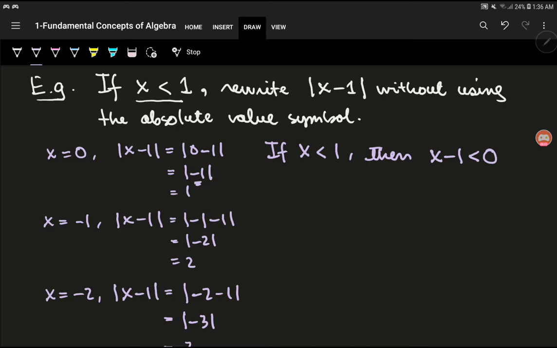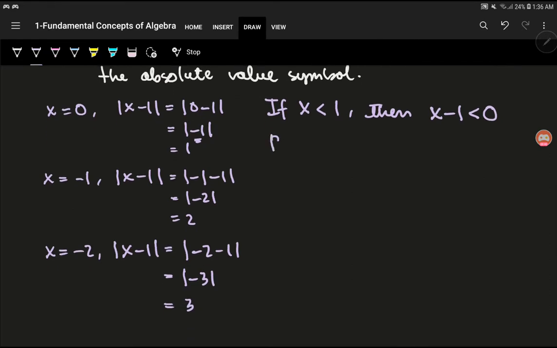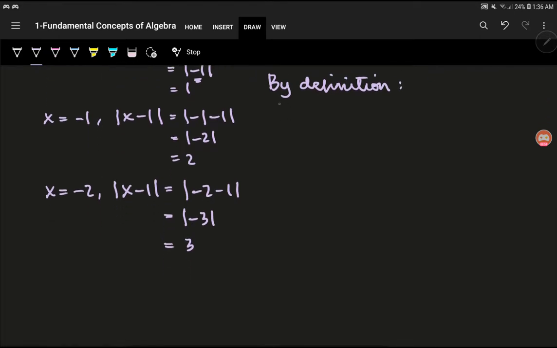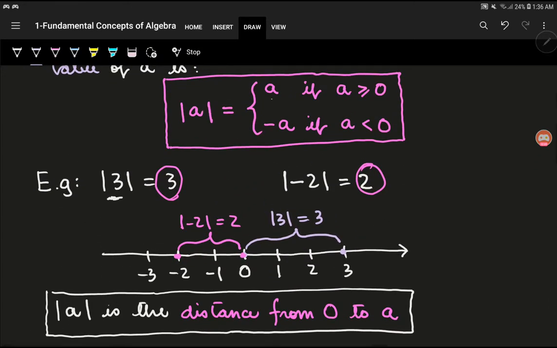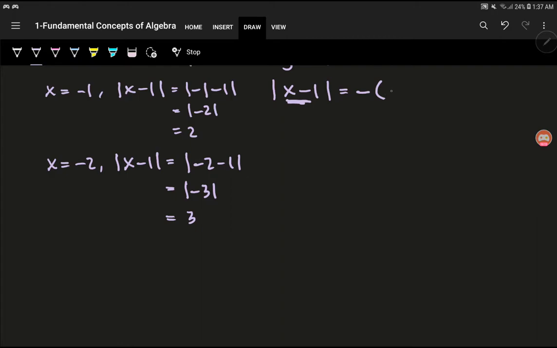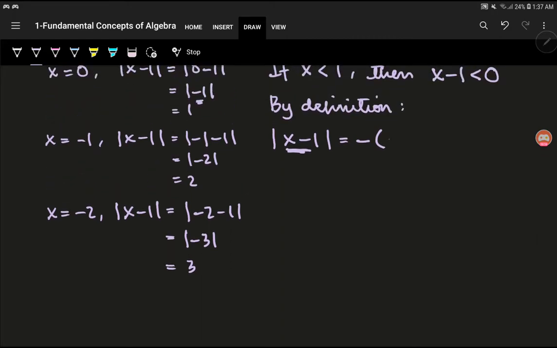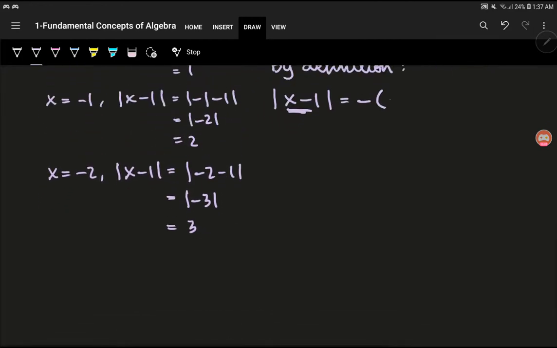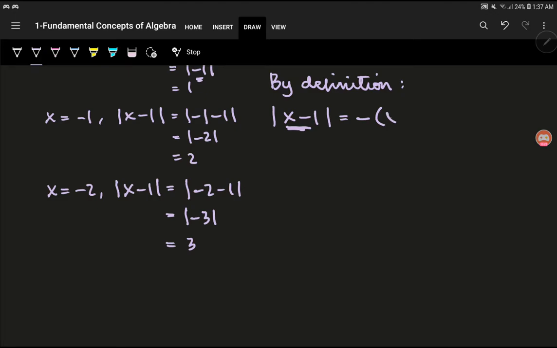Whenever values of x you take, as long as you meet the condition x less than 1, by definition we have the absolute value of x minus 1 is the negative of this one. Because if we follow the definition here, all values of x minus 1 is less than 0, so we can say that it's negative. So we use the second definition here: negative of x minus 1.